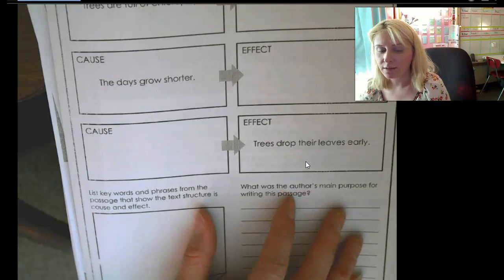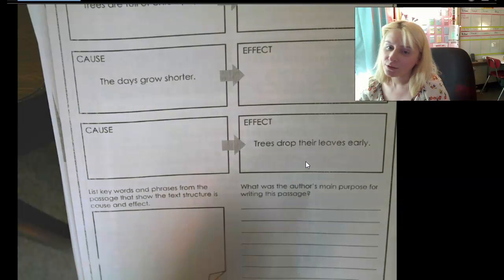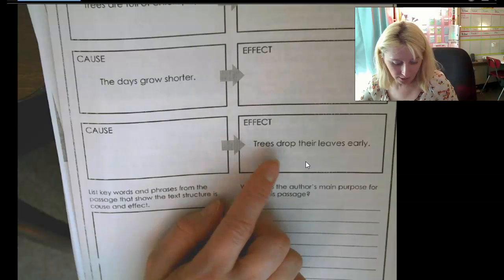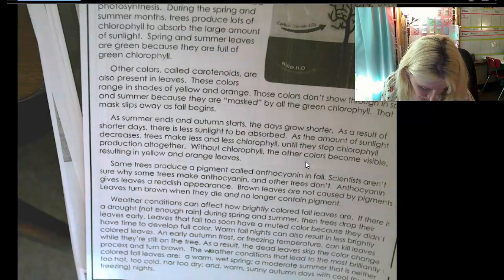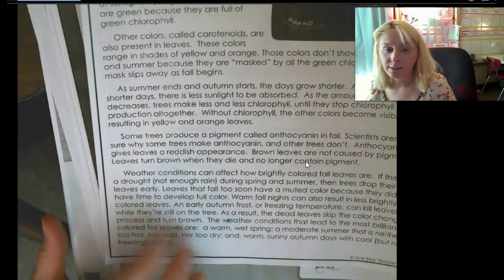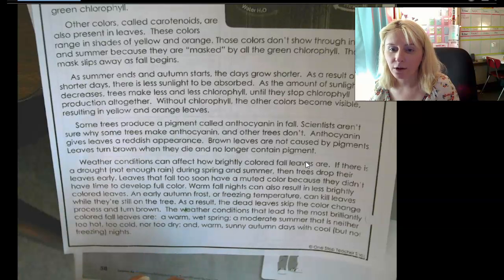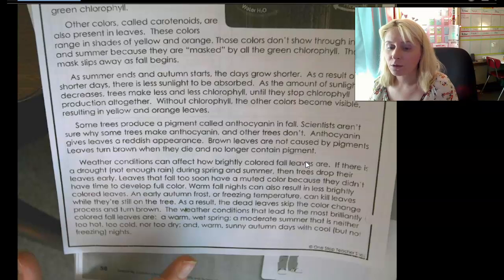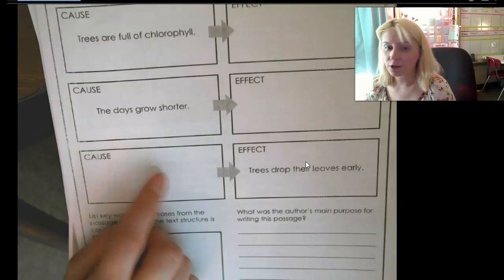All right, next one. In this one, we have to figure out what makes this happen. So it's trees drop their leaves early. So I'm just going to scan really quick, looking for the trees dropping their leaves early. All right, that's in the last paragraph. It says weather conditions can affect how brightly colored fall leaves are. If there is a drought during spring and summer, then trees drop their leaves early. So there it told us what causes the trees to drop their leaves early. And that's going to go in this box here.